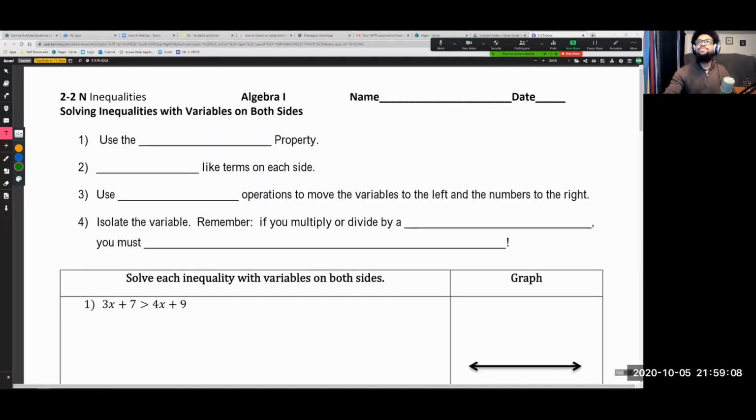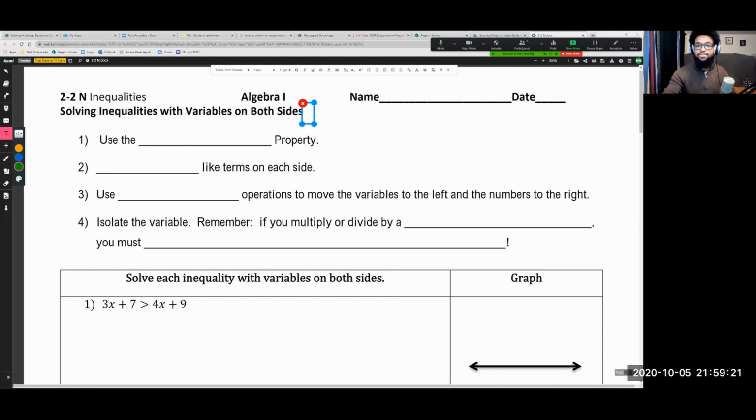So let's go ahead and start on the notes. Let me share my screen. All right, so you all should be able to see my screen. And if you see, it says solving inequalities with variables on both sides. Last week or so, week before last maybe, we did the same thing, but with equations.